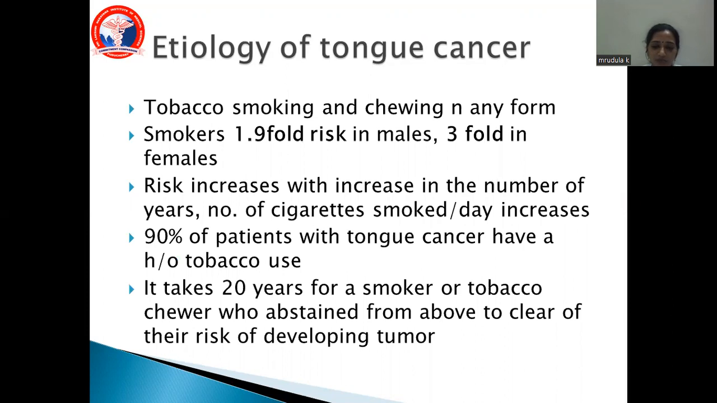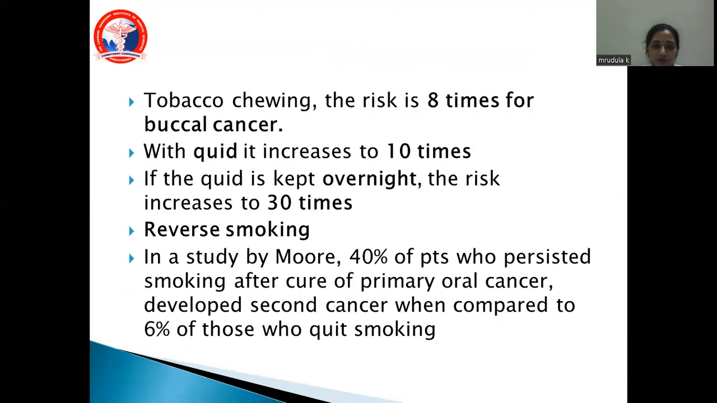of developing cancer. Tobacco chewing increases the risk 8 times for buccal cancer. With quid, the risk increases to 10 times. If the quid is kept overnight in the mouth, the risk increases to 30 times. Reverse smoking, with the fire inside the mouth, is also a well-known risk factor for cancer. In a study by Moore, 40% of patients who persisted smoking after the cure of primary oral cancer developed a second cancer, compared to 6% of those who quit smoking.